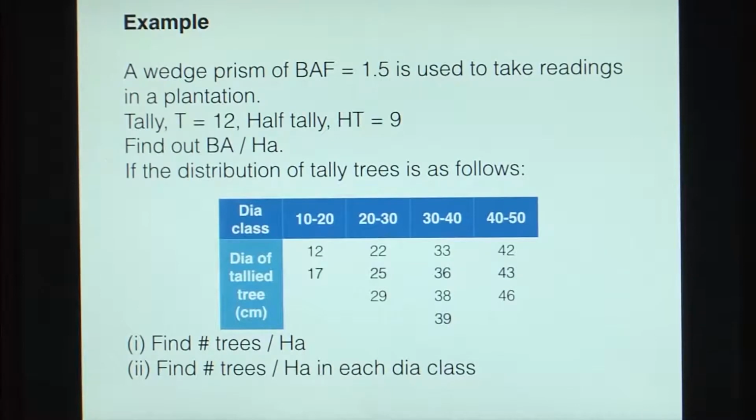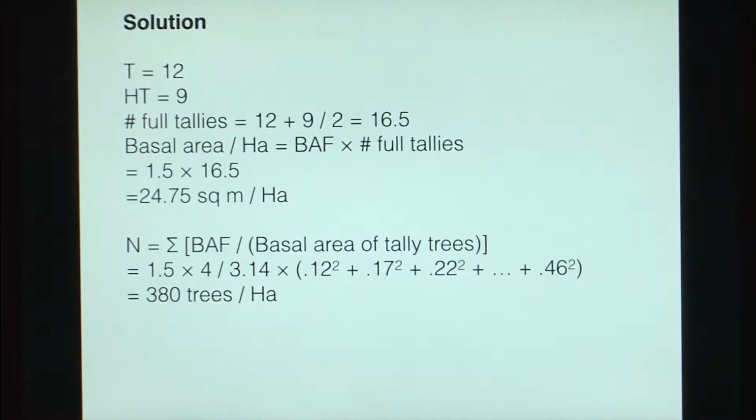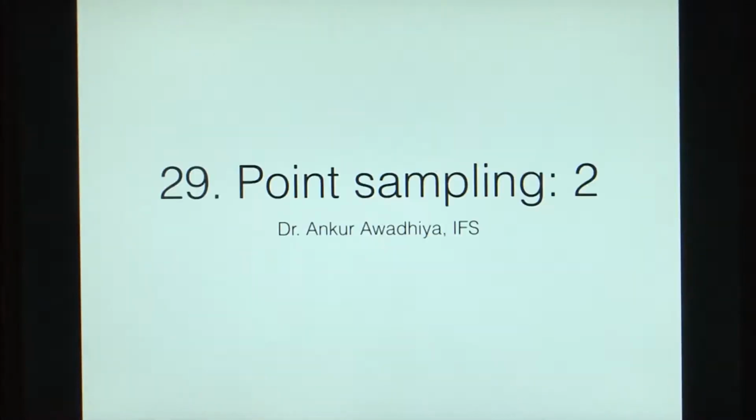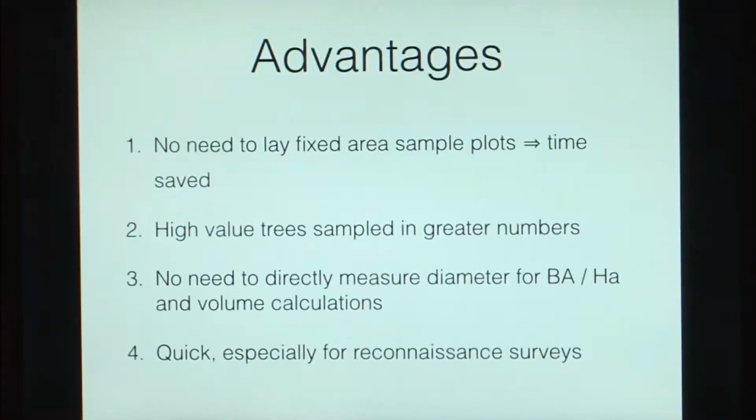Next we saw some examples in which we were asked to compute the number of trees per hectare and the number of trees in each diameter class. So, that was given. Next we looked at the advantages and limitations of point sampling.